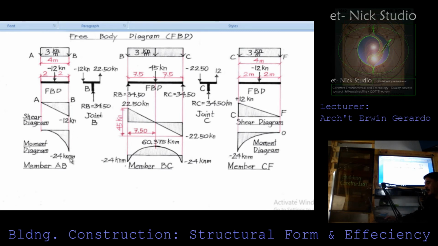That is why we were able to attain negative 24, because this one is pointing downward, or it is in a clockwise direction and downward direction. That is why we have negative 24 kilonewton. So all forces acting on it are downward. So all you need to do here is just transfer your moment at this side.